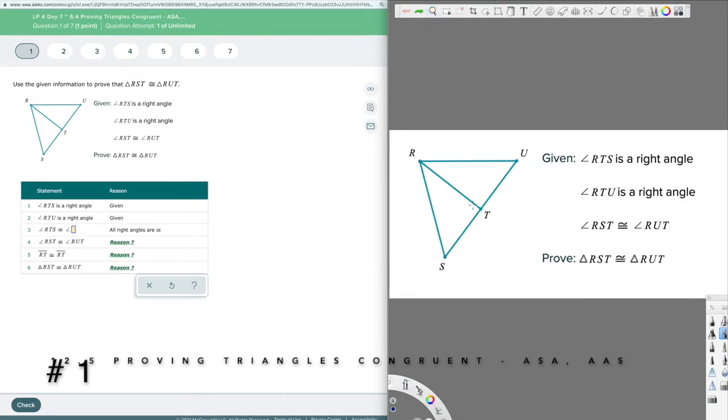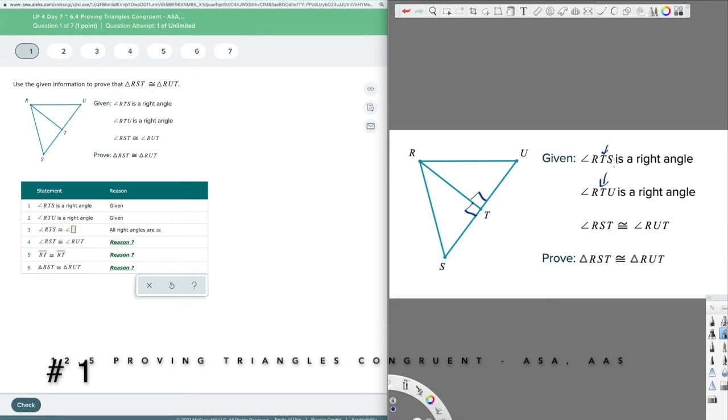All right, so we have this one and we're given RTU is the right angle. So both of these are right angles. And T is in the center, which is why I'm marking it where the T is. That's the vertex, the actual angle that we're looking at. The R and the S, or the R and the U, these outside ones, are the ends of the rays that create the angle.